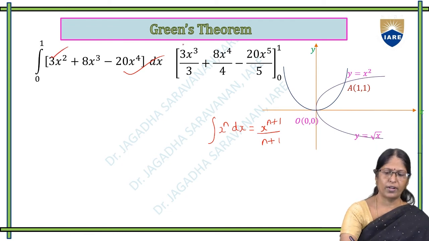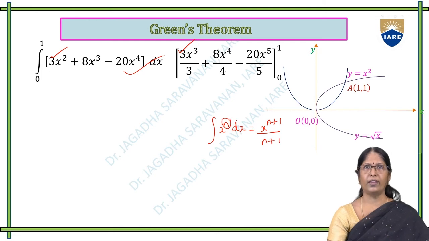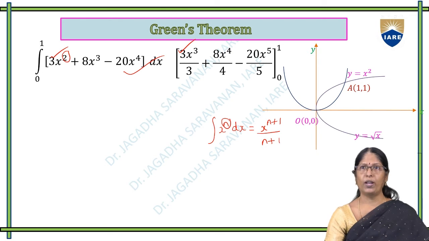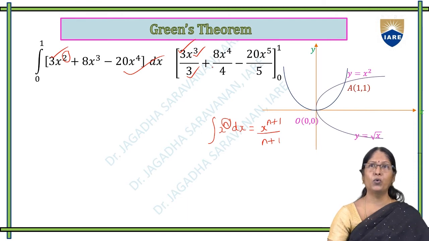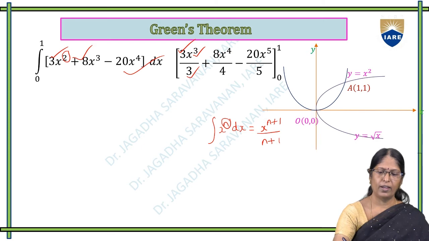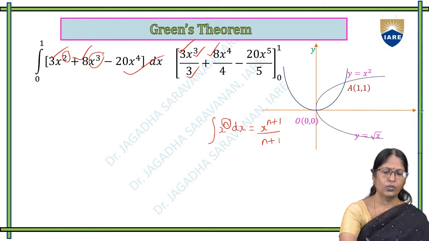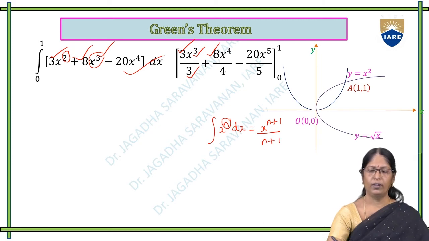So the 3 is written as it is. According to the formula, n is there. Our problem has 2, so 2 plus 1 by 2 plus 1. So we obtained x cube by 3. The next one is plus 8, as it is written, plus 8 x cube. So our n is playing the role of 3, so 3 plus 1 by 3 plus 1, x power 4 by 4.